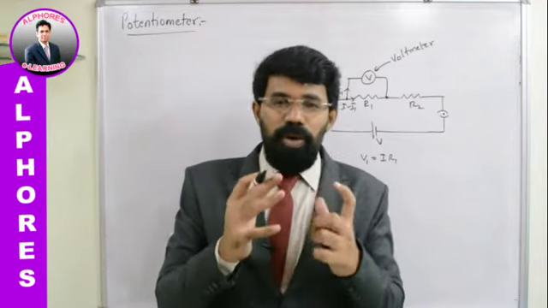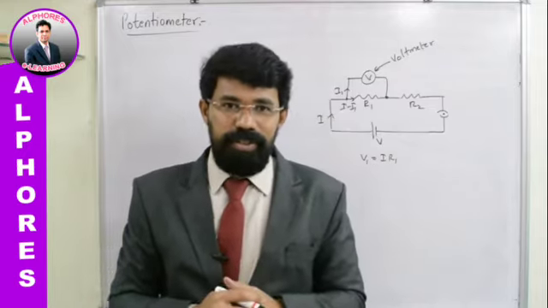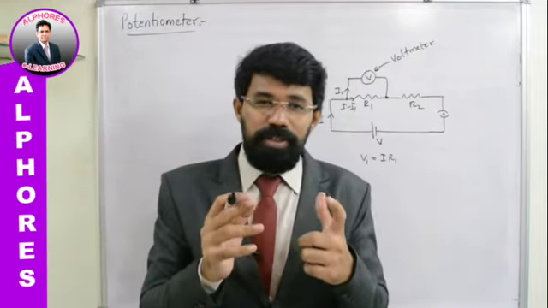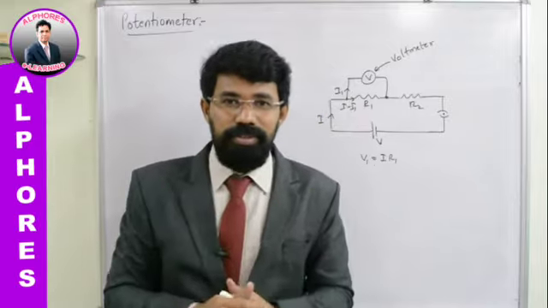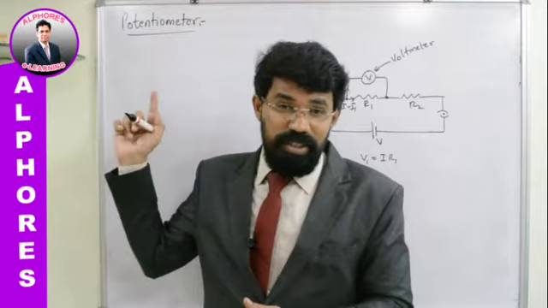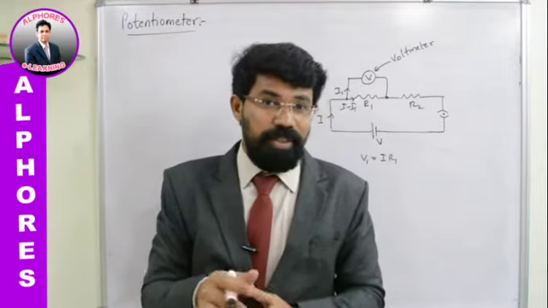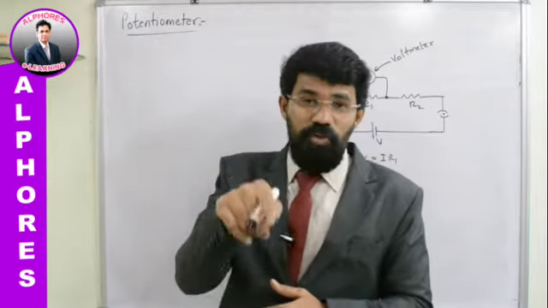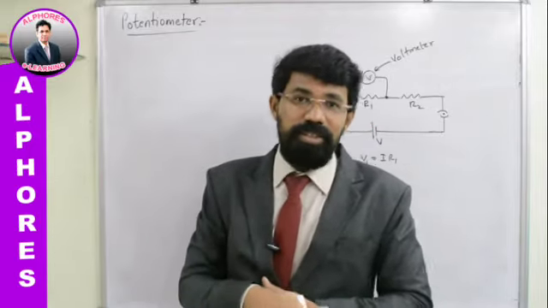So what to do? What is the solution for this? To overcome this, if you want to find out the potential drop across any circuit element accurately, the solution is this: you can use a potentiometer. A potentiometer is something that doesn't draw current from the main circuit. To whatever circuit you connect this potentiometer, it doesn't draw any current from that circuit.